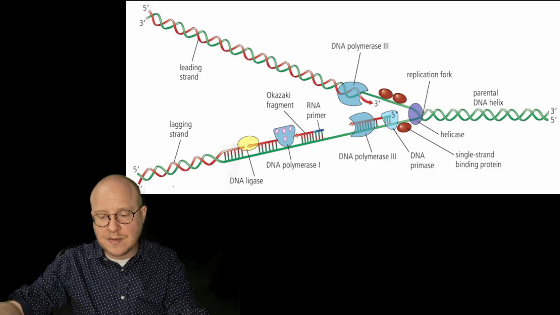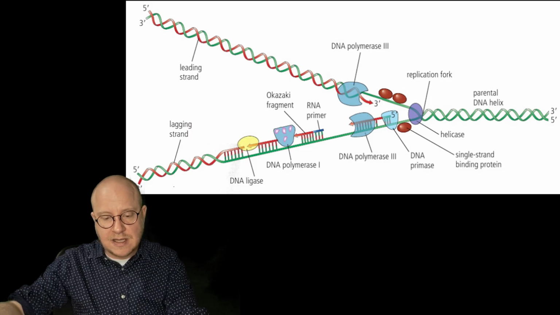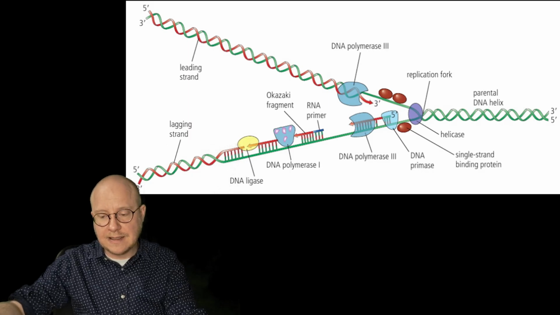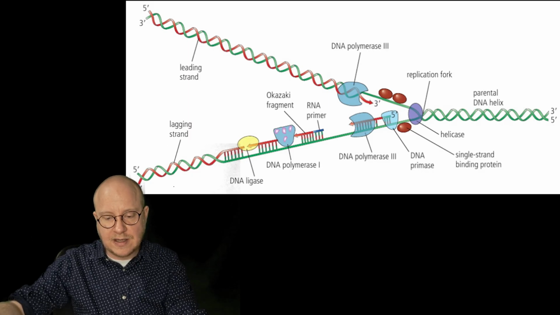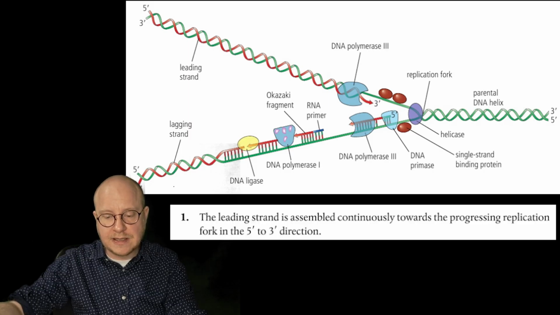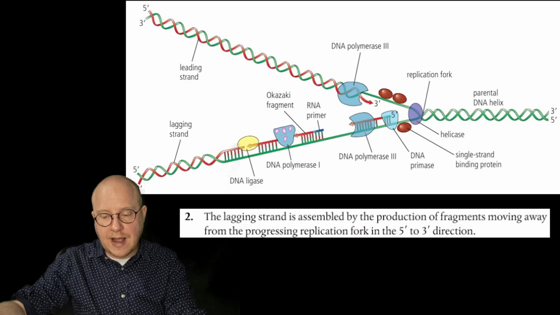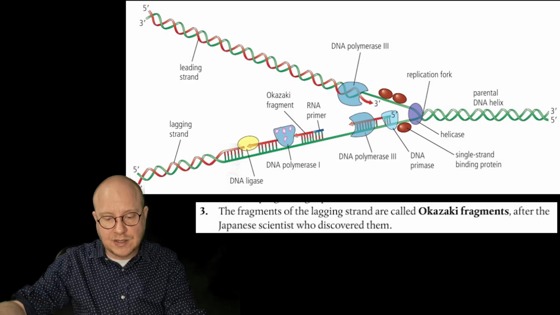The other new strand forms more slowly and is called the lagging strand. The formation of the lagging strand involves fragments and is discontinuous. This discontinuous replication requires another enzyme, DNA ligase. The replication process is as follows. See Figure 12. 1. The leading strand is assembled continuously towards the progressing replication fork in the 5' to 3' direction. 2. The lagging strand is assembled by the production of fragments moving away from the progressing replication fork in the 5' to 3' direction.